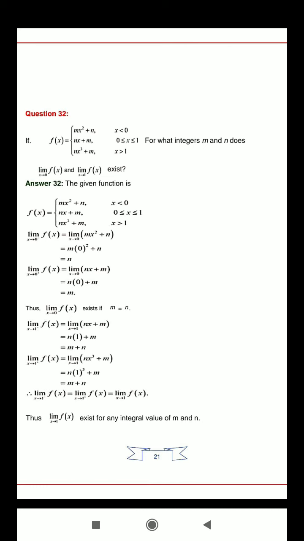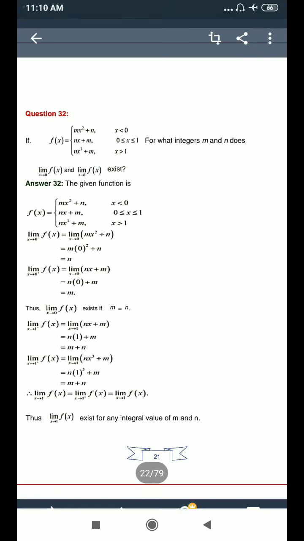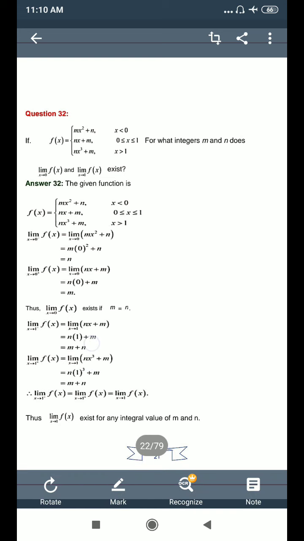The limit also exists at x equal to 1. So left side of 1 we will take this as a function, nx plus m. In this put x equal to 1, it will be m plus n. And for the right side, you will take this as a function, nx cube plus m. In this you put x equal to 1, it is also m plus n. So these both are actually equal. So for all the values of m and n, it will exist.